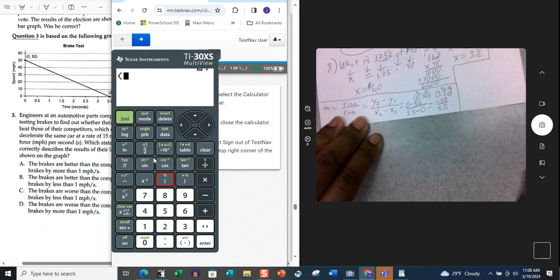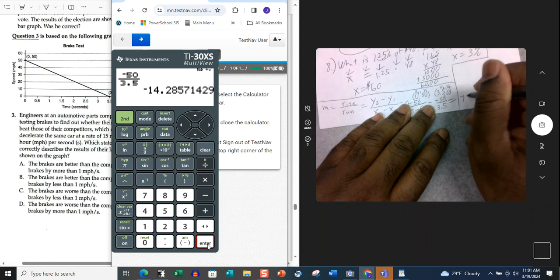So we will have n over d. We will have negative 50, all over 3.5. I'll put 3.2. Okay, now, if you notice here, we got a negative 14.2 and all these other numbers. They wanted us to round to 1 decimal place, so this would be a negative 14.3.